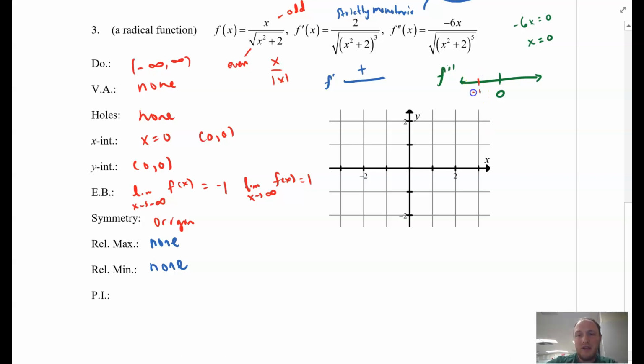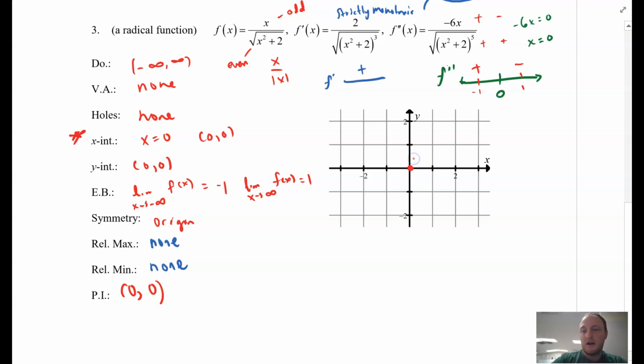If I plug in negative 1, I get a positive on top, and in the denominator, we get a positive. So it's concave up left of 0, and when I plug in positive 1, we get a negative over a positive, so that's concave down. Okay, so point of inflection, 0, and the output is 0, right? We knew that that's an intercept.